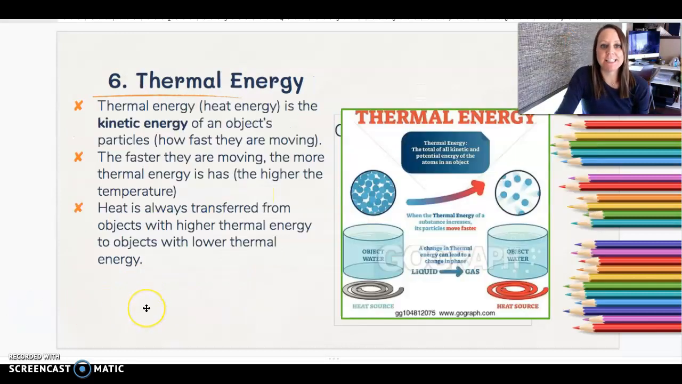Thermal energy is the next one we're going to talk about, and thermal energy is the kinetic energy of how fast an object's particles are moving. So we talked about how in solids, they're just kind of vibrating in place, in liquids, they're moving a little faster, and in gases, they're moving pretty fast, okay? But all of those particles are moving. And so all of those particles have thermal energy, and the faster they're moving, the more thermal energy they have.